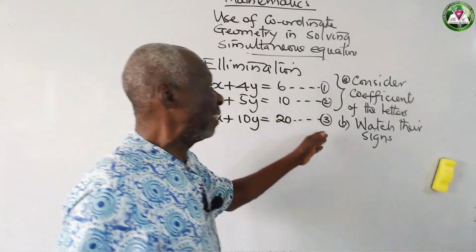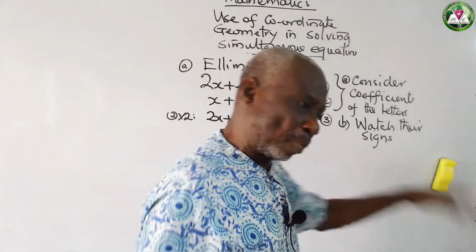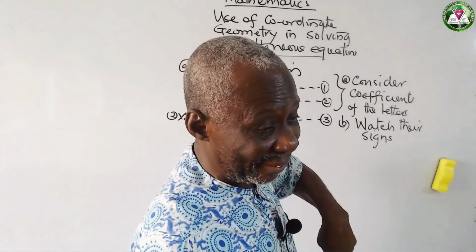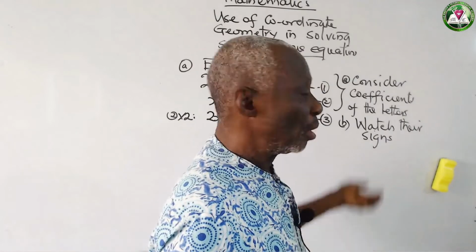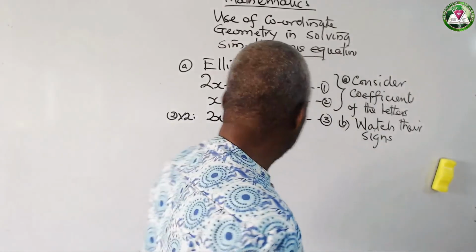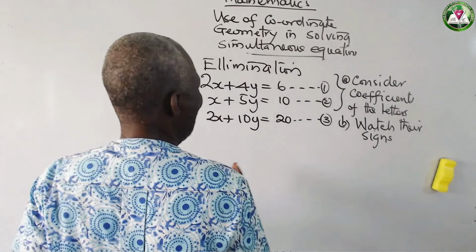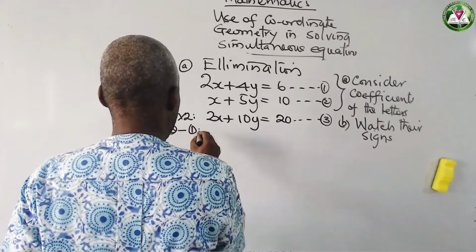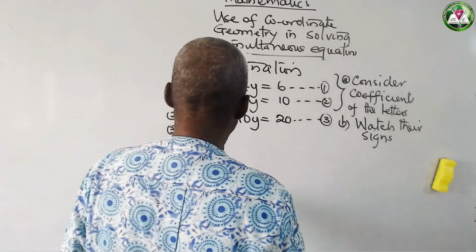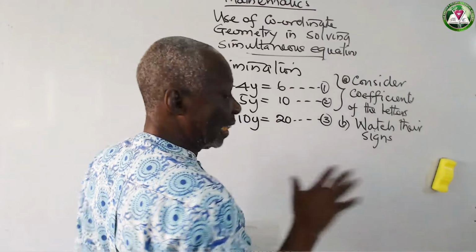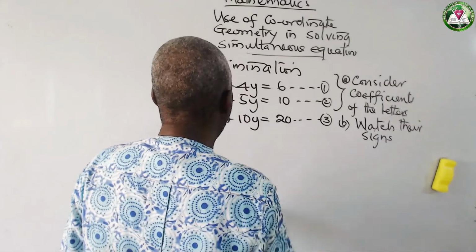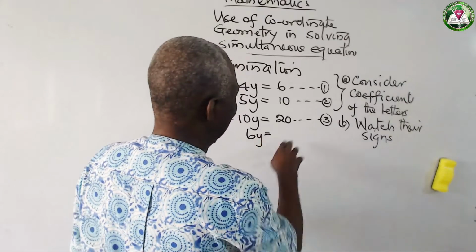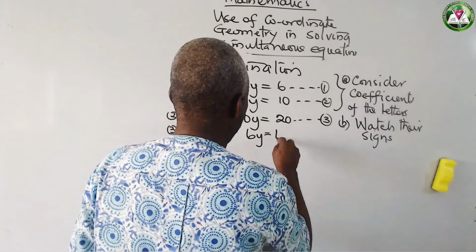When they have the same signs, to eliminate, subtract the smaller one from the bigger. Okay, so here now equation 3 is bigger than equation 1. So I'm subtracting equation 1 from equation 3. 2x minus 2x, that is gone. It's eliminated now. 10y minus 4y gives us 6y. On the constants, 20 minus 6 will leave us with 14.